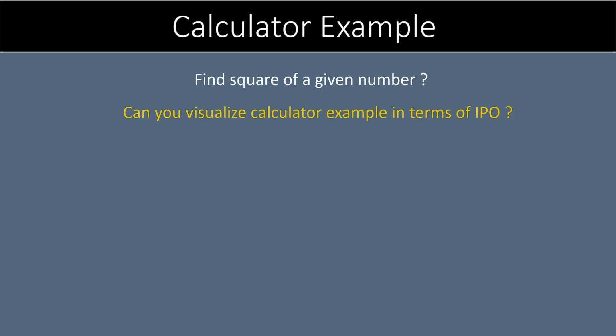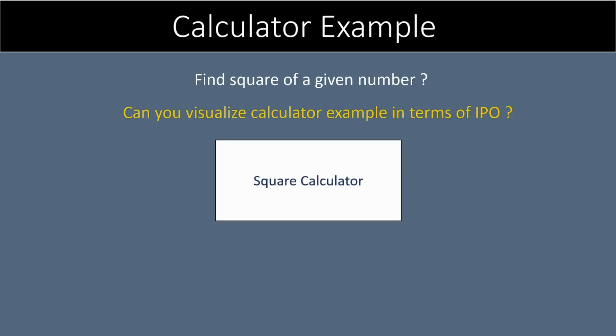To understand the IPO cycle, let us take an example of a calculator capable of finding the square of a given number. Can you visualize the calculator example in terms of IPO, input, processing, and output? What would be an input? Or in other words, what does the square calculator need in order to compute the square of a number? Obviously, it requires a number, say an integer number n.